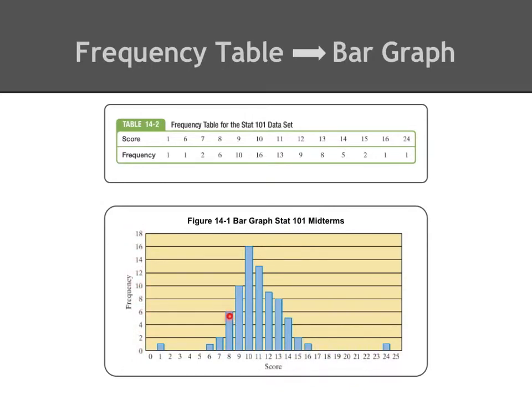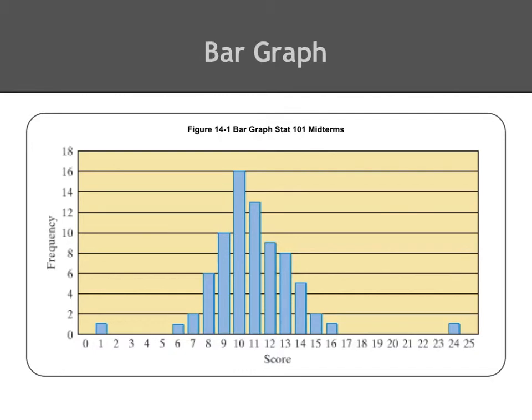The height of each bar is the frequency of each score. Do you see the two bars that do not conform with the others in the bar graph? These data points are known as outliers. In this bar graph, our outliers are 1 and 24. Outliers are sometimes excluded from the data set.